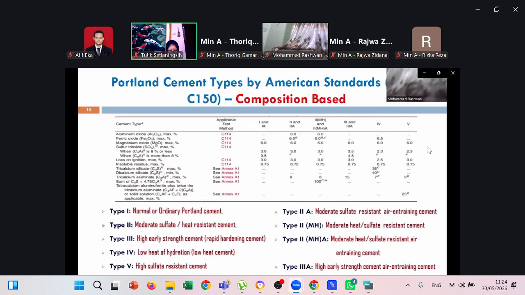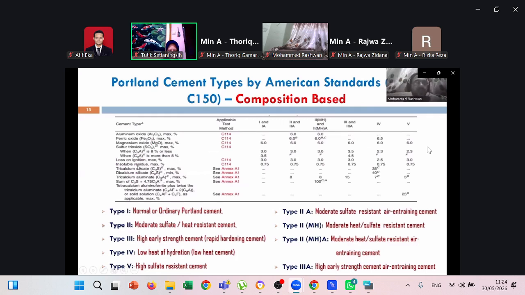The other standard that classifies cement is the ASTM, or American Standard. In the American Standard there are two specifications. C150 classifies Portland cement into several types, like type 1, named normal or ordinary Portland cement, according to the chemical composition. The chemical composition here includes aluminum oxide, ferric oxide, magnesium oxide as a maximum, sulfur trioxide as a maximum, and C3A being 8% or less, or more than 8%.